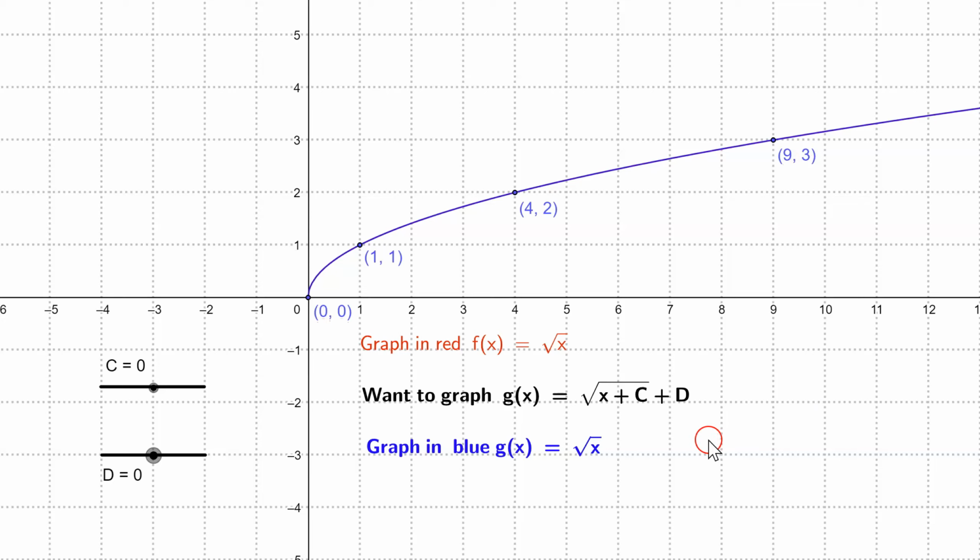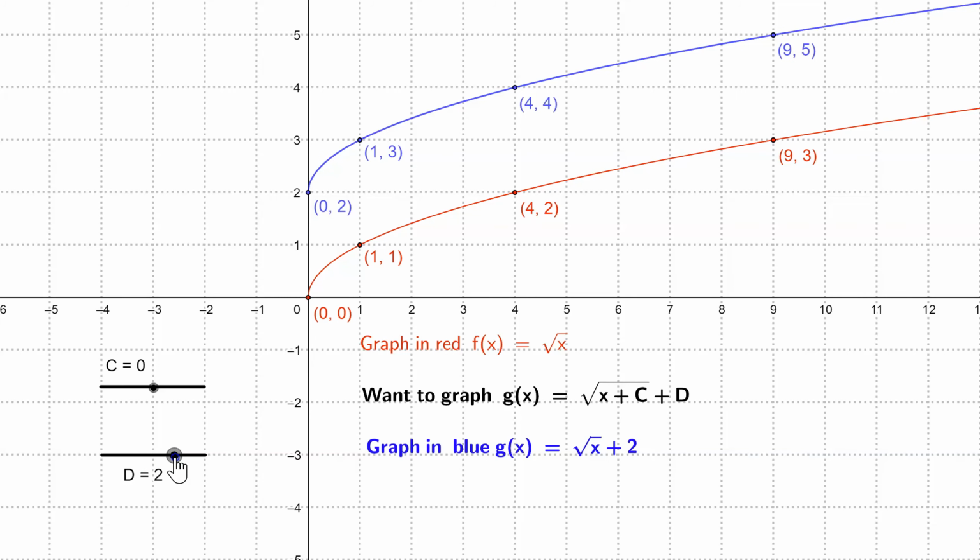Now what I want to do is initially look at what happens when I change the value of d. I want to add and subtract numbers that are outside the function. So d is currently 0, so let me make d 2. Notice my function, g of x, is the square root of x plus 2. Notice the plus 2 is outside the function. What happened to the function? Notice every point on the graph shifted up 2 units.